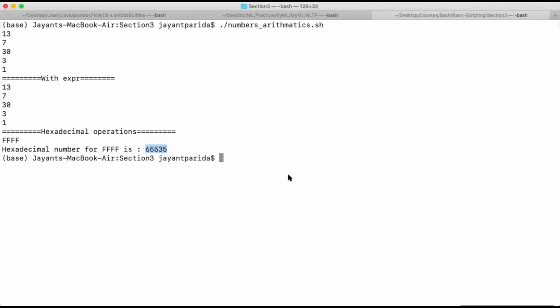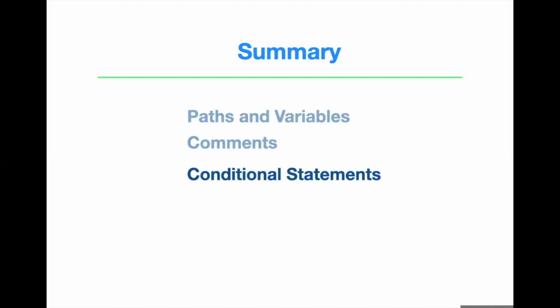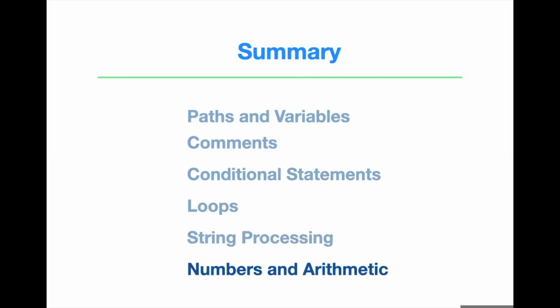This brings us to the closure of this module. Let's summarize what we have learned so far in this module. In this module, we have learned paths and variables, how we can add comments in bash scripting, then different types of conditional statements. Then we have learned different types of loops available in bash scripting. Finally, we learned about string processing as well as numbers and arithmetic processing in bash scripting. That's all about this module. In the next module, we'll look at how we can perform standard IO in bash scripting.